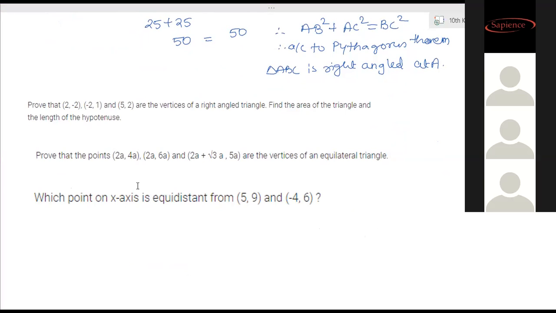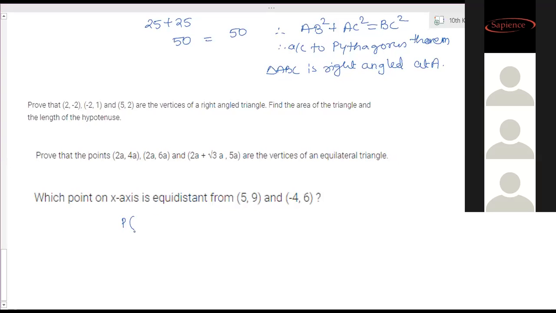This is the next type of question, which is actually the most asked question from this exercise. Which point on x-axis is equidistant from (5, 9) and (minus 4, 6)? So there is one point on x-axis which is equidistant, means equal distance, from this point and from this point. So that point we will consider on x-axis, that is P.